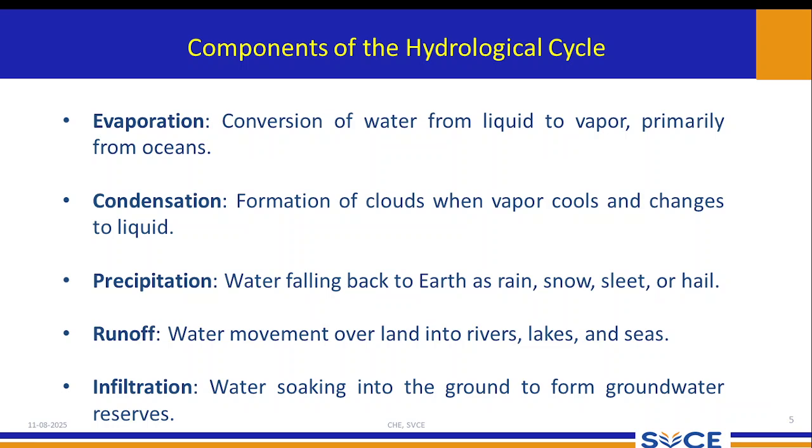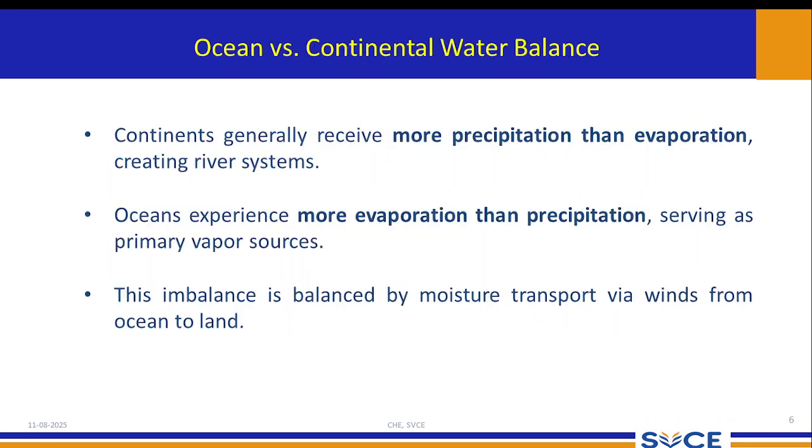Runoff is water movement over land into rivers, lakes, and seas. So runoff is what goes into a river or lake or sea. Estuaries is the region where the river is connected to the sea. Just go and see. Infiltration is water soaking into the ground to form groundwater reserves, as I told you. These are all definitions I already told you. I will go to the next slide.